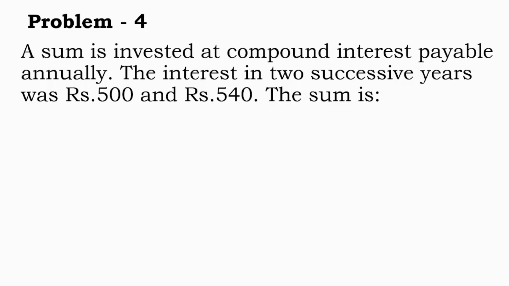Now the fourth problem in this video. A sum is invested at compound interest payable annually. The interest on 2 successive years was 500 and 540. The sum is? So for the first year it is 500, and for the next year it becomes 540 in compound interest.